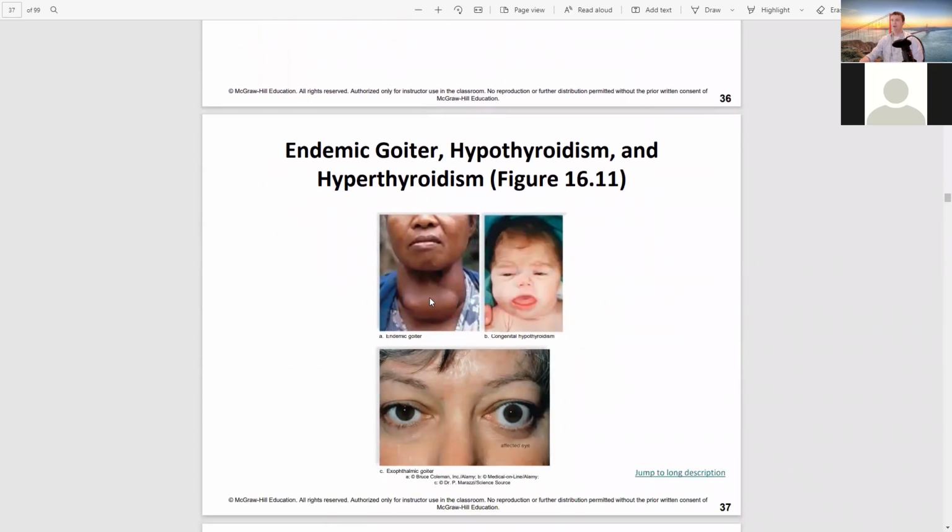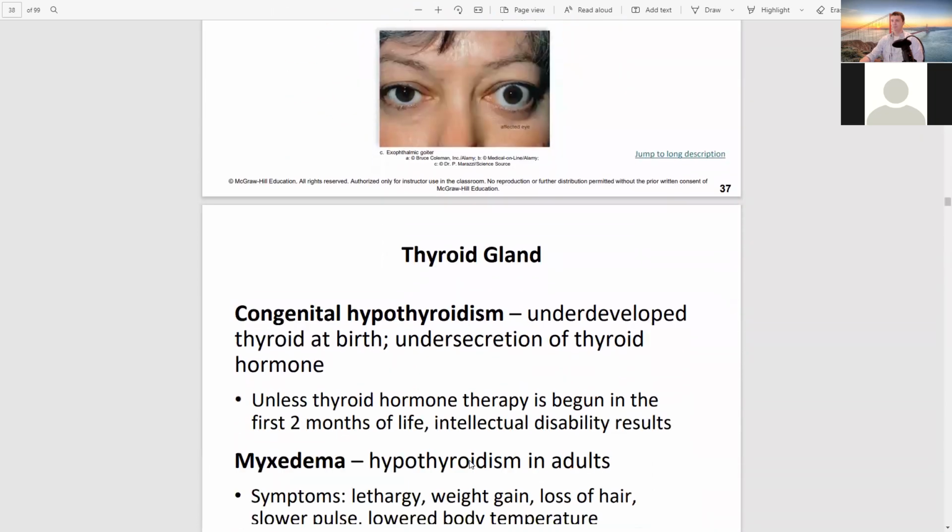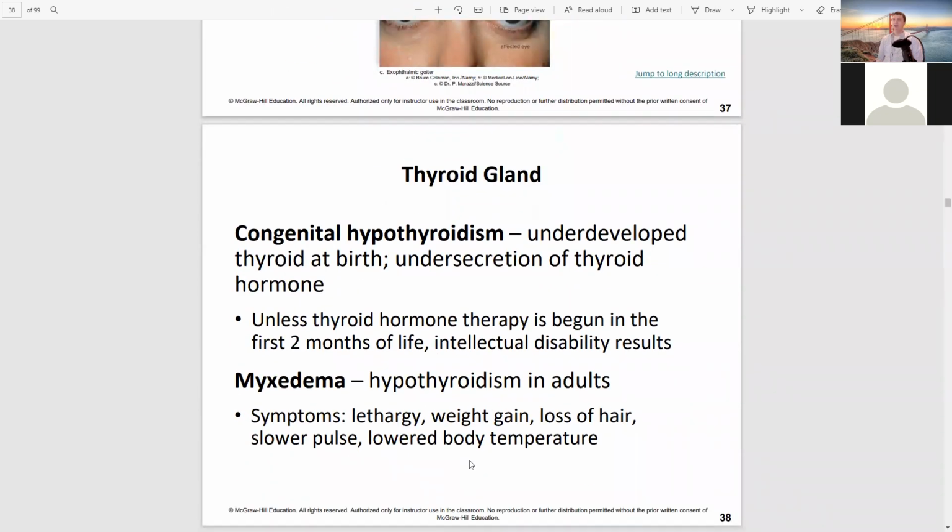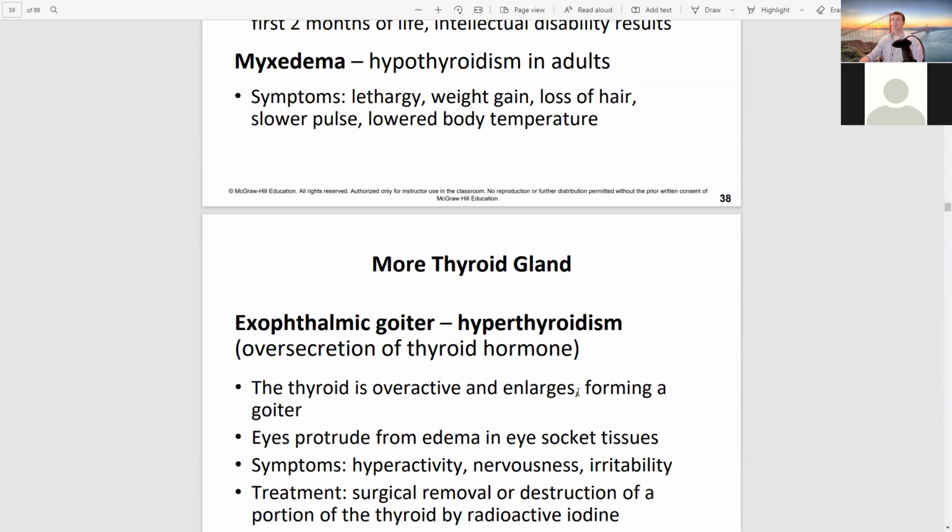So we have an endemic goiter here, congenital hypothyroidism, and an epidemic goiter here. Congenital hypothyroidism is an underdeveloped thyroid at birth, with undersecretion of thyroid hormone. Unless thyroid hormone therapy is begun in the first 2 months of life, intellectual disability results. Myxedema is hypothyroidism in adults, with symptoms of lethargy, weight gain, loss of hair, slower pulse, and lowered body temperature.